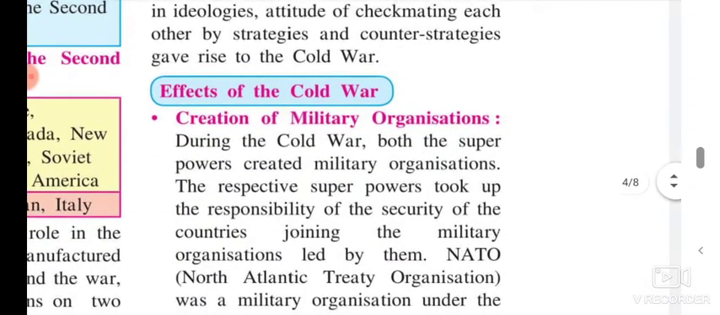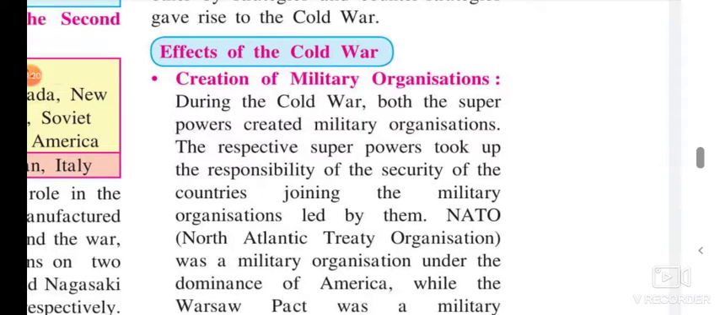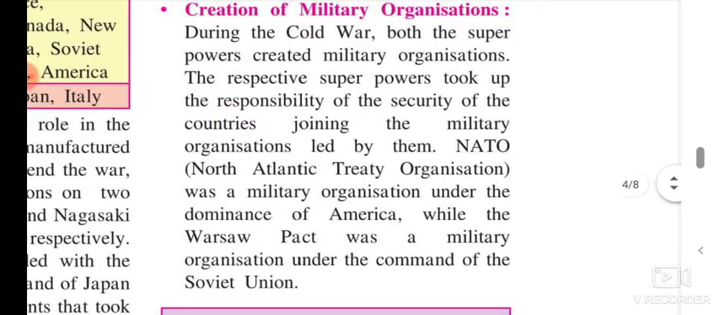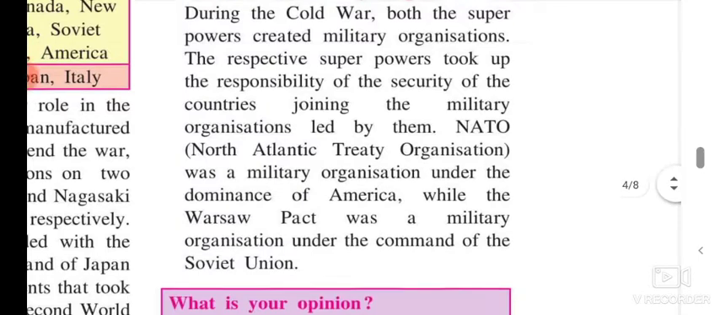Effects of the Cold War. Creation of military organizations. During the Cold War, both the superpowers created military organizations. The respective superpowers took up the responsibilities of the security of the countries joining the military organization led by them. NATO, the North Atlantic Treaty Organization, was a military organization under the dominance of America, while the Warsaw Pact was the military organization under the command of the Soviet Union.